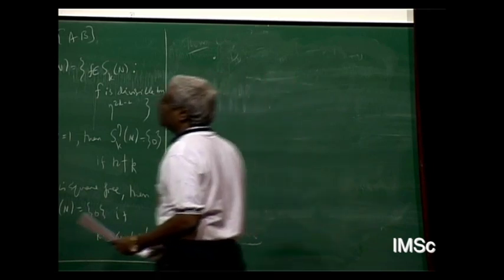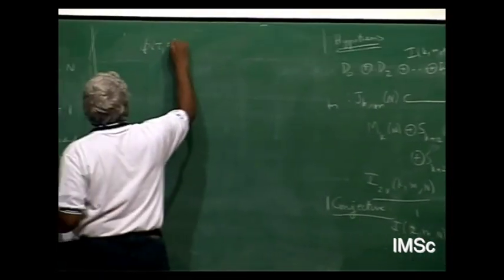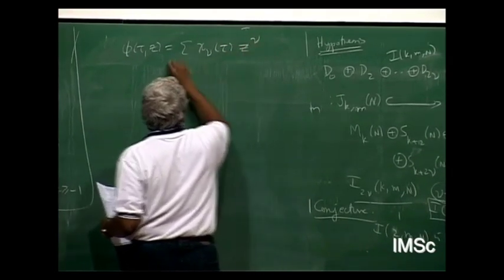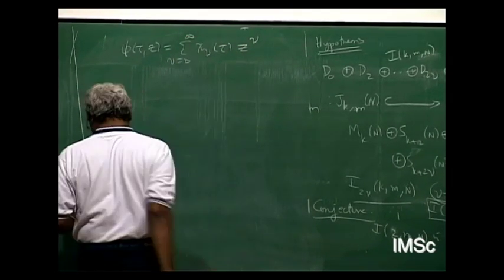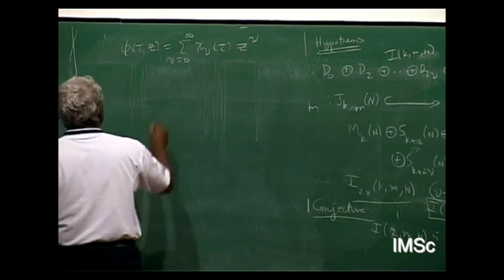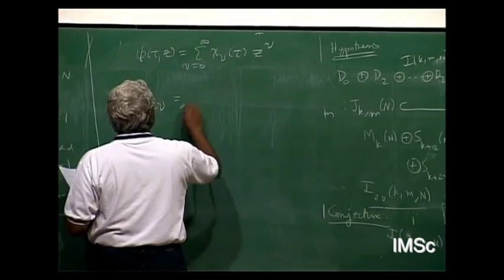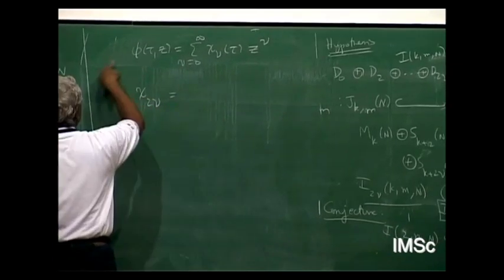So now we already saw that phi of tau is this Taylor expansion. So from this we see that chi 2 nu is, and then use the decomposition.